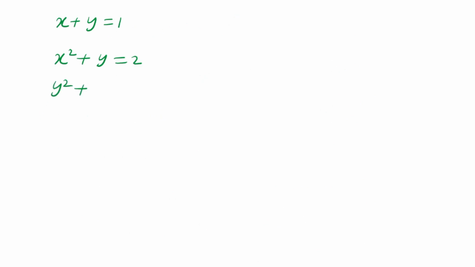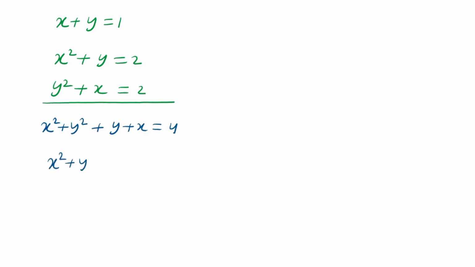y square plus x equals 2. If we add both the equations, then in the left hand side, x square plus y square plus y plus x, and this equals 4. Then x square plus y square plus x plus y is 1, and this equals 4. Then the value of x square plus y square equals 4 minus 1. Here x square plus y square equals 3.